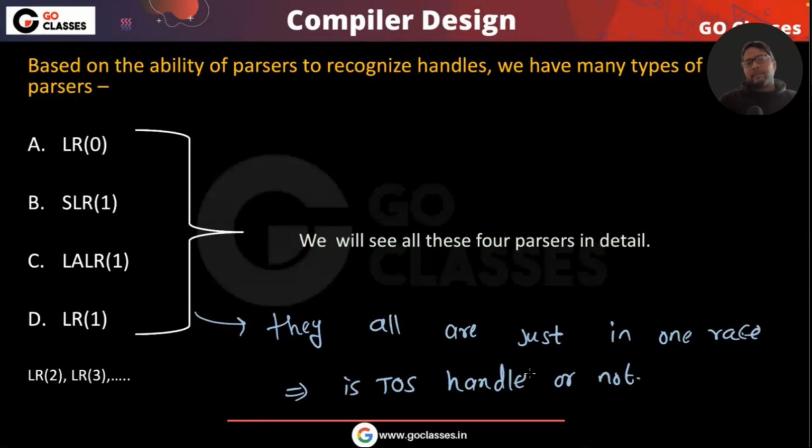So basically, these parsers are like that. This is actually the weak parser. Sometimes it gets confused for some grammars. This one is a little stronger, this is even stronger, and this is even stronger. In that order we will see them.